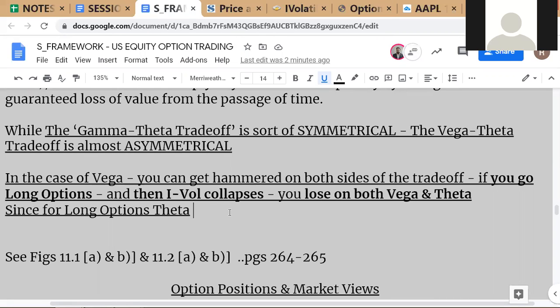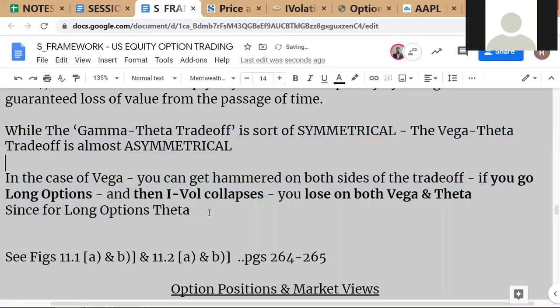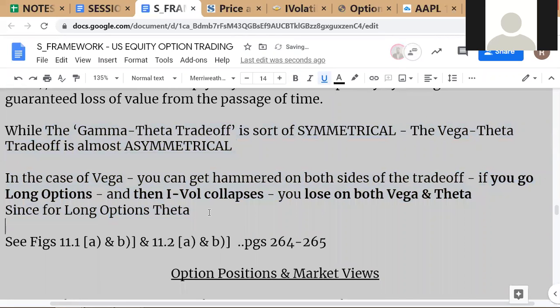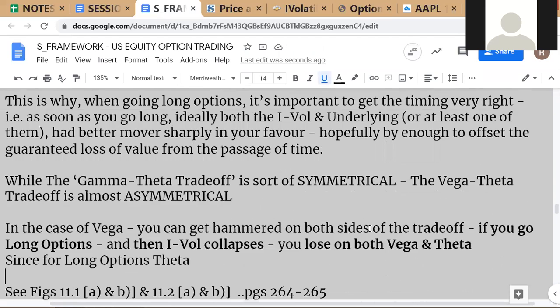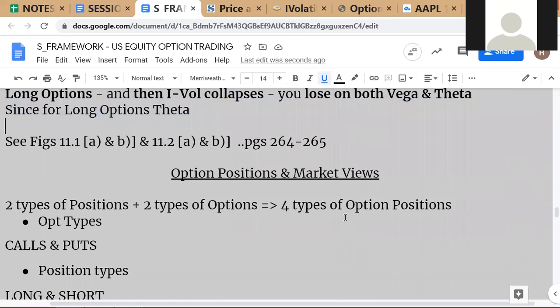Maybe I should not have spent so much time on this point, but it's just a point that I wanted to mention. This is just an addition to the last point that we discussed in the last part of the previous lecture: the vega theta trade-off and the gamma theta trade-off. It's a little theoretical, but the main thing to understand here is that there is a trade-off.